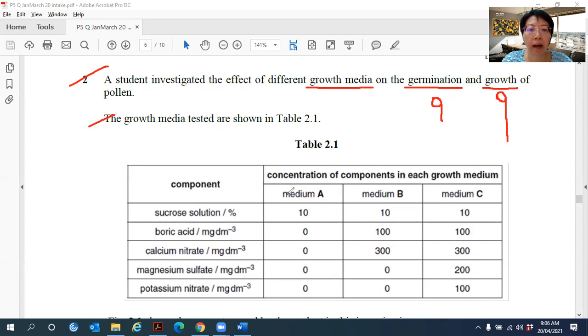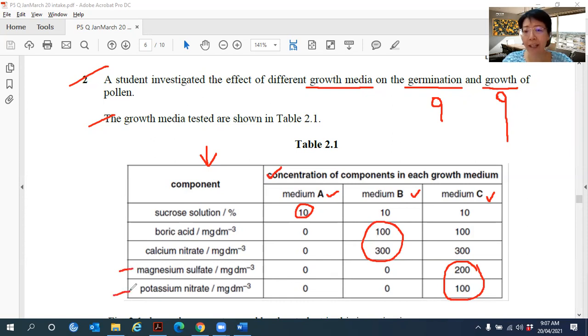So you can see that there are medium A, medium B, and medium C. And these are the components in the medium. Okay, so this is the concentration of the components in the medium. So medium A only has sucrose and nothing else. Okay, medium B has got 2 additional chemicals, which are boric acid and calcium. And medium C has got 2 more components, which are magnesium sulfate and potassium nitrate.